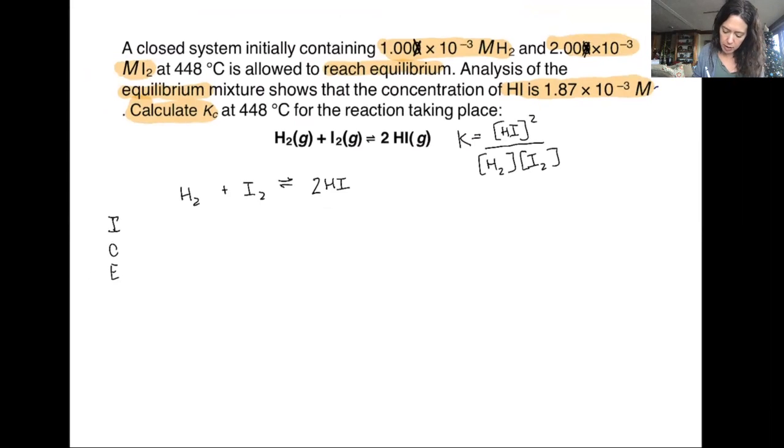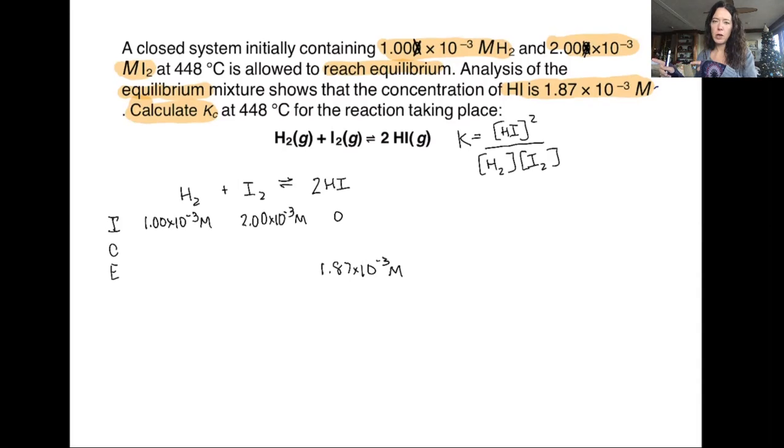So I do have some hydrogen. That is 1.00 times 10 to the negative third molar. I do have some iodine. That is 2.00 times 10 to the negative third molar. And I'm left to assume that I do not have any product initially. I do see that at equilibrium, I have some product, and that's 1.87 times 10 to the negative third molar.